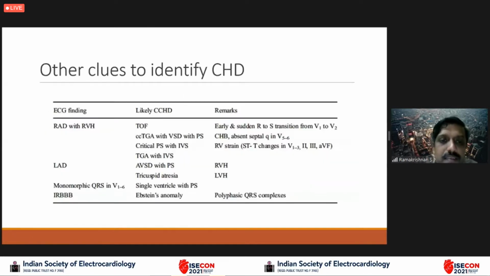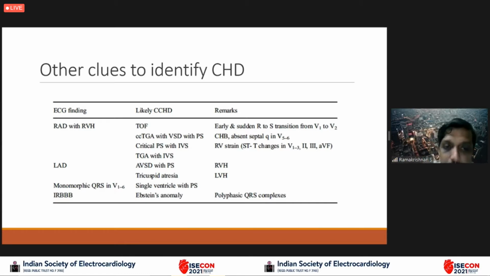So there are various clues that you can identify. Classically, if you have right axis deviation with RVH, it could be tetralogy or it could be critical PS with intact IVS, but there won't be early transition; there will be changes of strain. CCTGA will have absent Q waves in V5 and V6. And then if you have a left axis deviation with LVH, it is most likely tricuspid atresia. If you have RVH, it is likely to be AVSD, AV canal defect with PS.